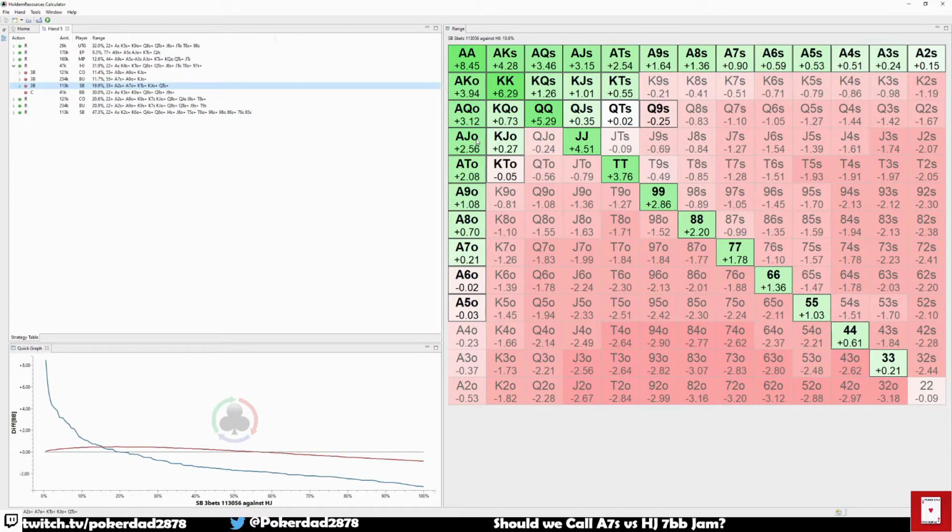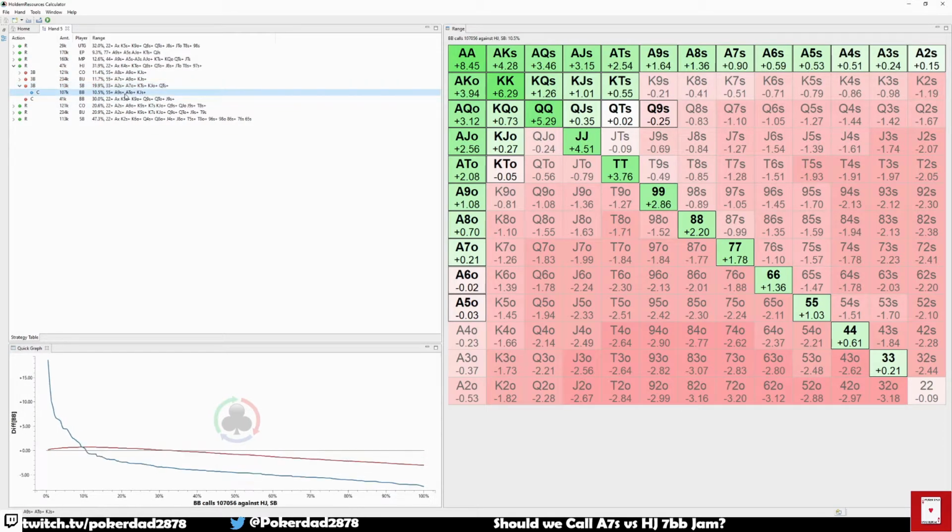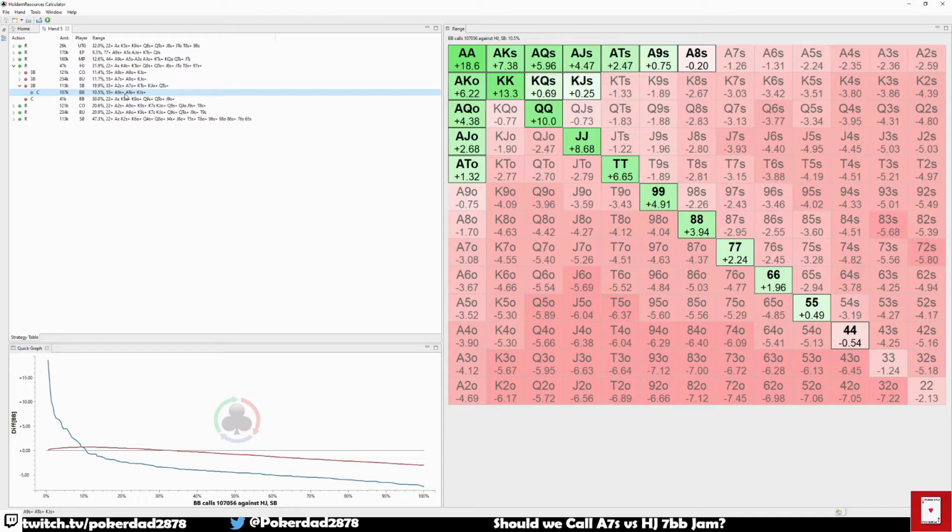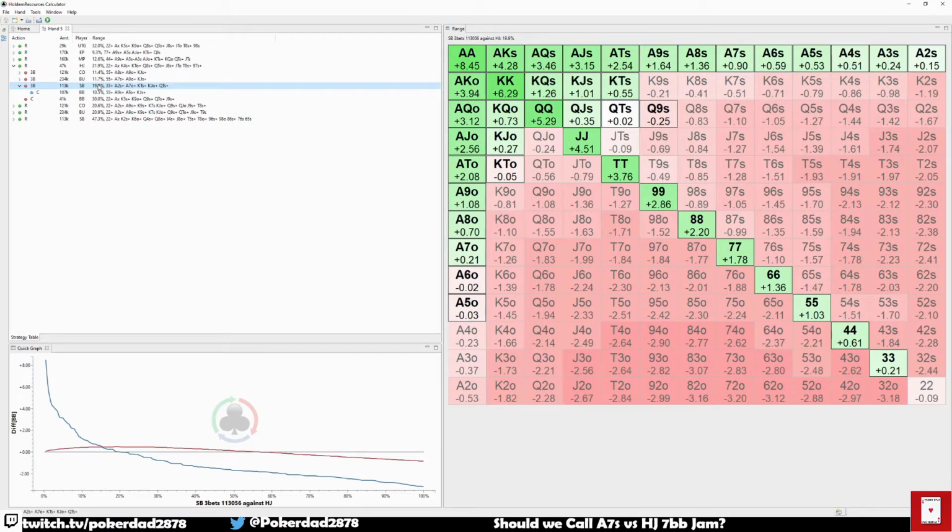So yeah, we need to be going with this. And if we were at the jam, big blind has got to fold a ton. So again, don't worry about big blind. If he wakes up with a hand, it is what it is. Just go with it and know it's the right call.